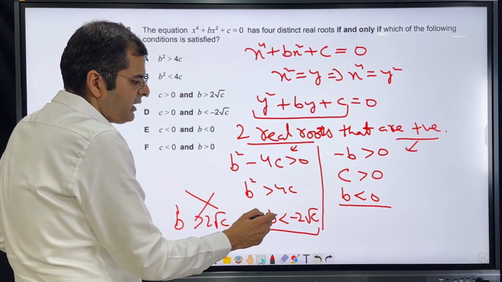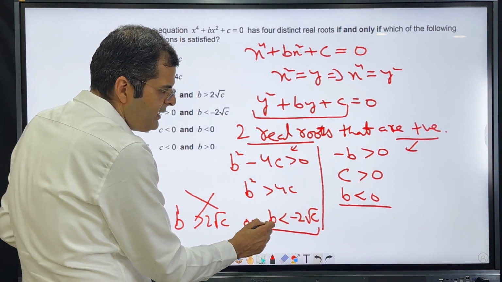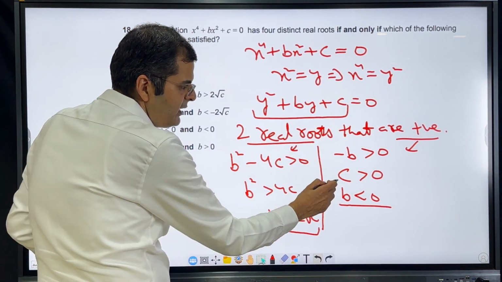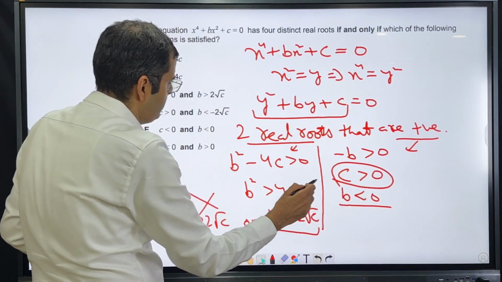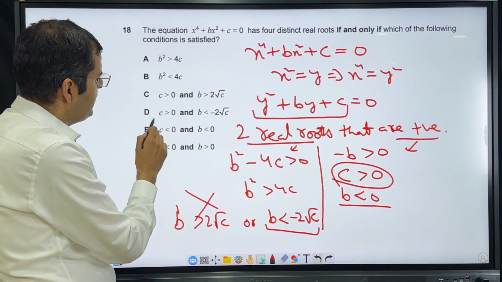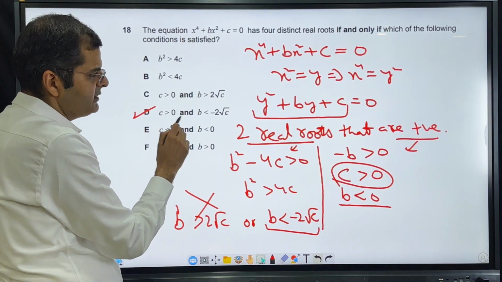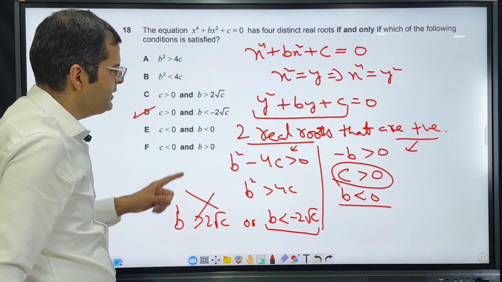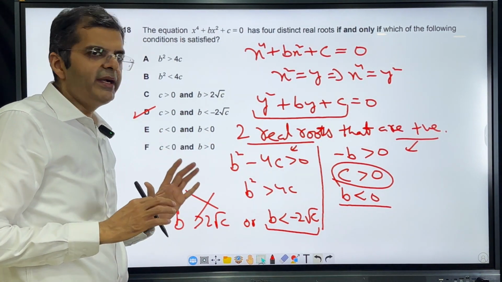So the conditions that I get finally are b is less than minus 2 root c and c is greater than 0, which is answer option D. c is greater than 0 and b is less than minus 2 root c. It's quite a logical question.